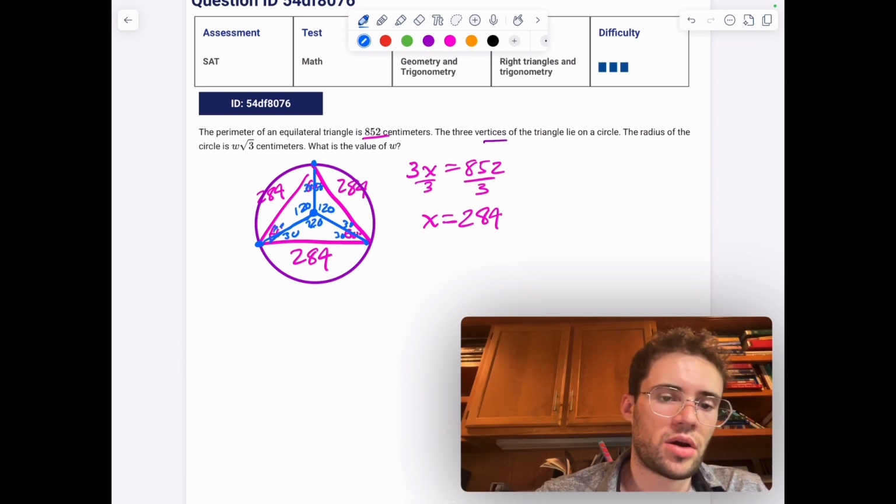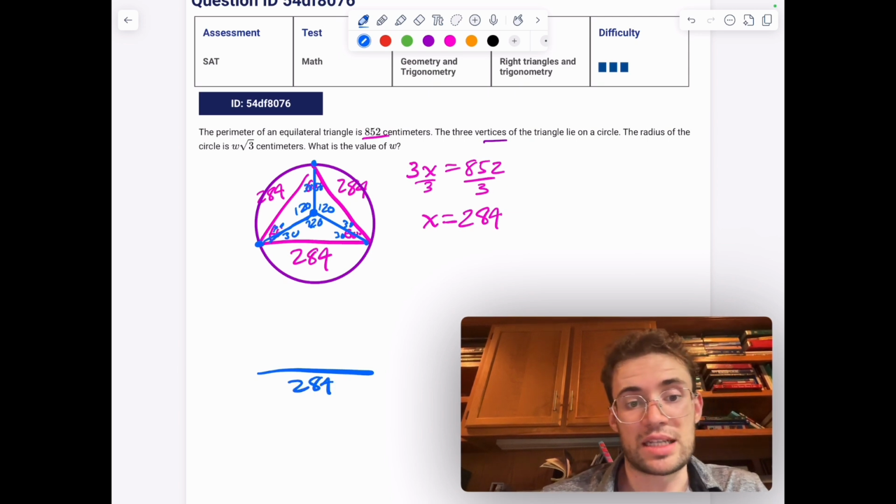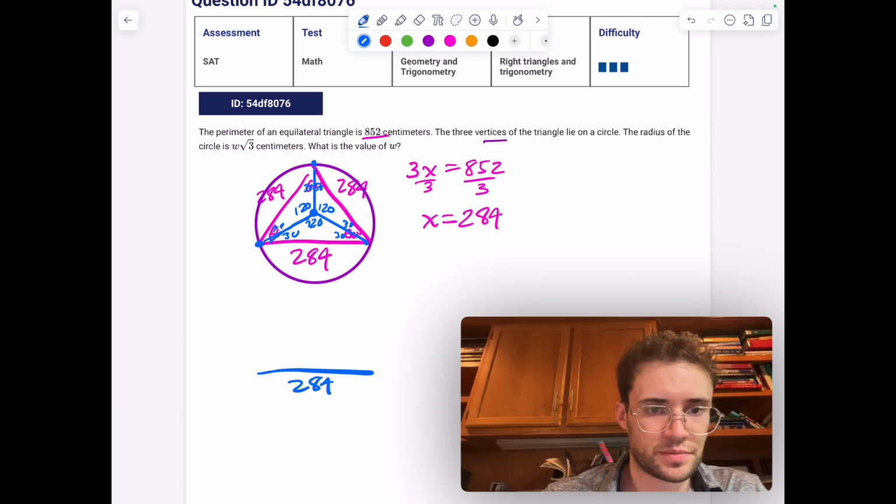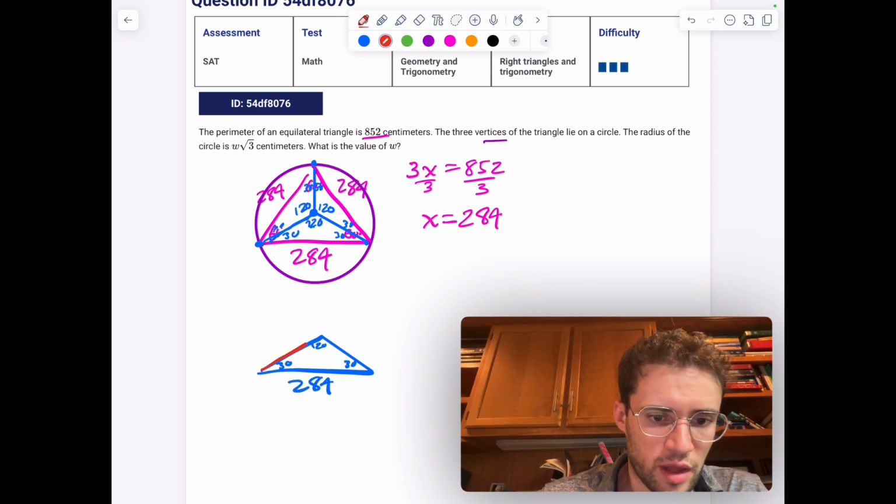All right, now we know that this side down at the bottom, which is one of the sides of the equilateral triangle, is 284. And we have this isosceles triangle here, which is 30 degrees, and 120 degrees up top. We want to find the length of the other side, so like basically this part of the triangle.